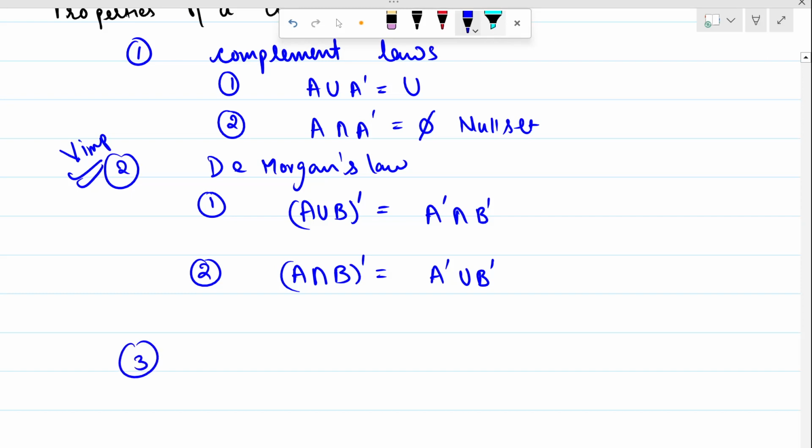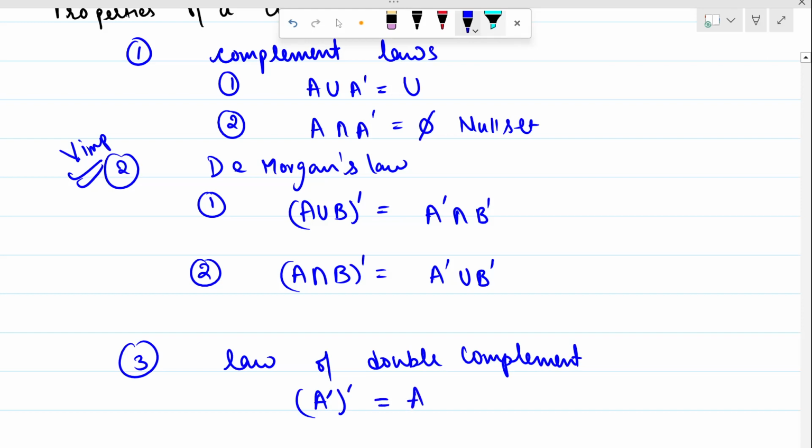Third, we have law of double complement, which states that the complement of the complement of A is the set A itself.